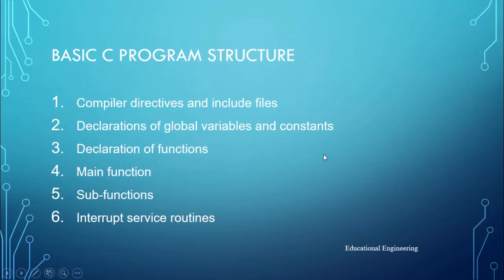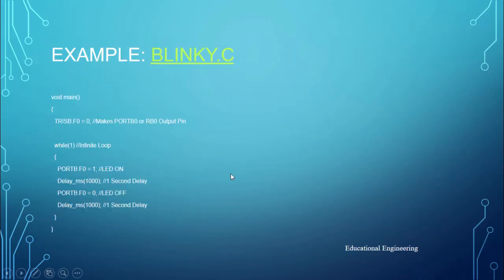To make this more clear, let's see the basic C program structure. First, there are the compiler directives and include files. Then there is the declaration of global variables and constants. After that, we have the declaration of functions. Then we have a main function, which we saw in the previous lesson, and we have subfunctions in addition to interrupt service routines. This is the basic structure of any C program.